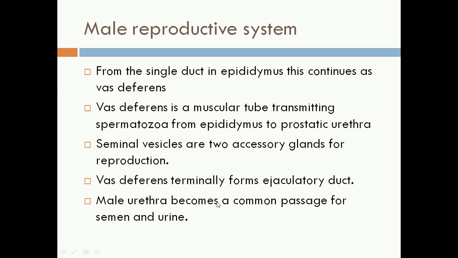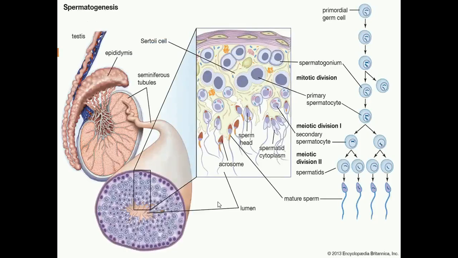The male urethra becomes a common passage for the urine and the semen. This image shows you the epididymis, the testis, and the seminiferous tubules. If you clearly see, the testis is a rounded structure, and on cross section there are seminiferous tubules located coiled within the testis. They are held together like coiled tubes within the bulb of the testis.